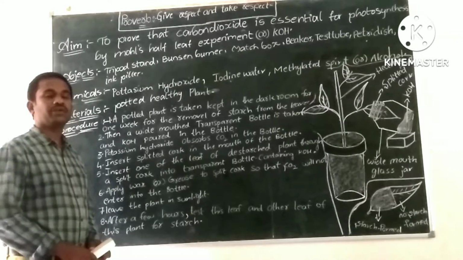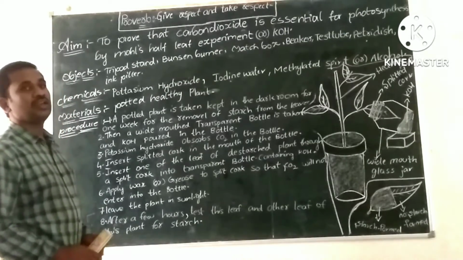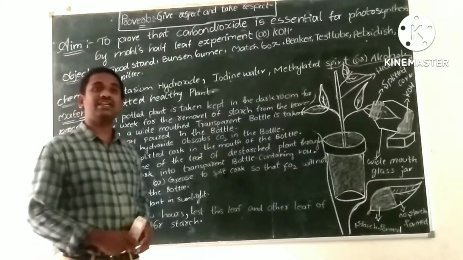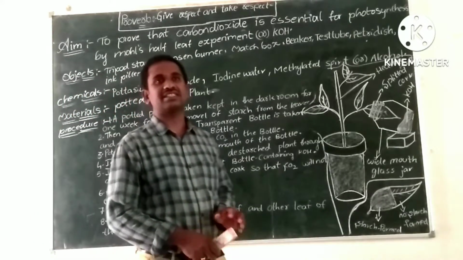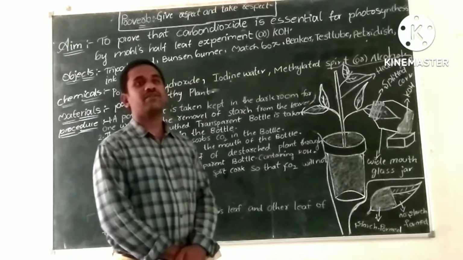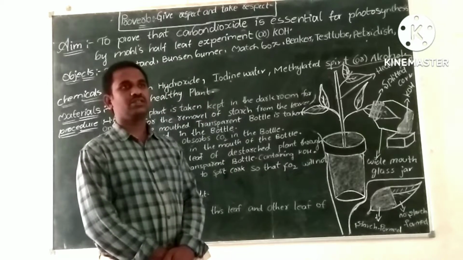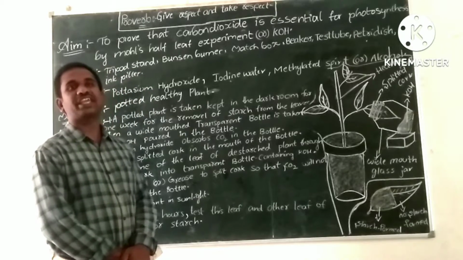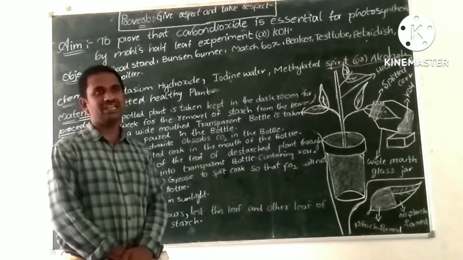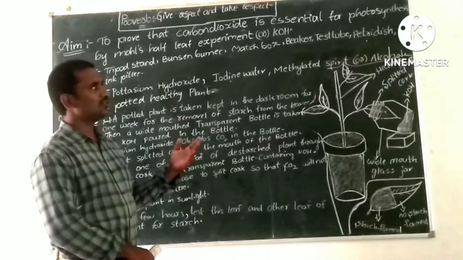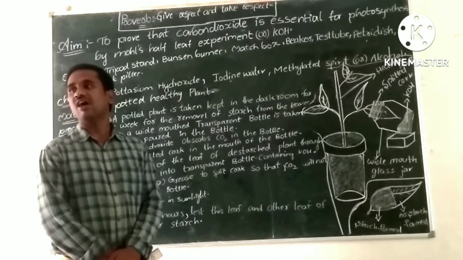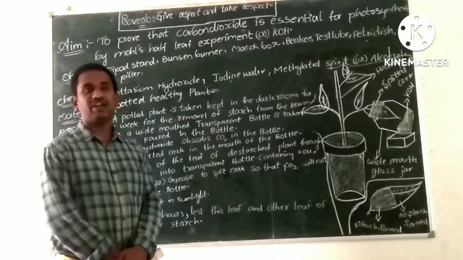In this class, we are going to discuss an experiment: carbon dioxide is required in photosynthesis. We want to prove that with the help of KOH solution. This is also known as Moll's half-leaf experiment.